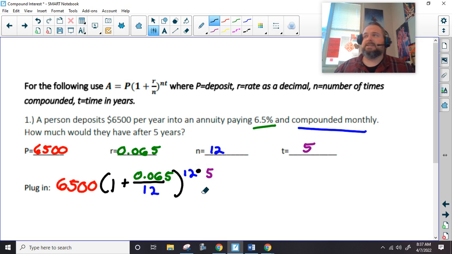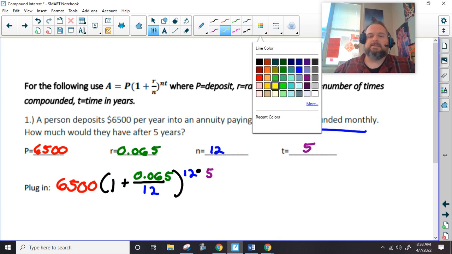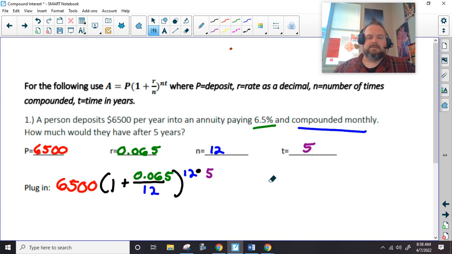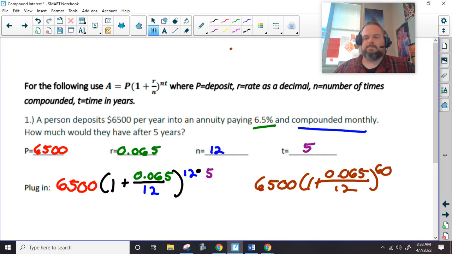That's actually 60. So another way you could write this to type in your calculator would be like that. That's what I would personally do. That's just a Mr. Jeffries thing. That does not have to be a you thing. As the students say all the time, you do you.